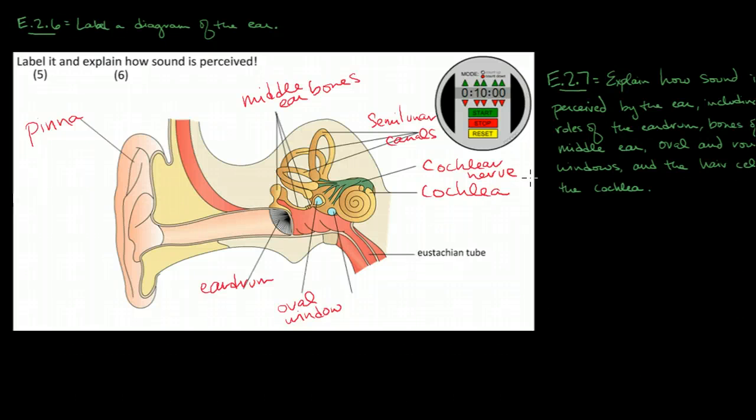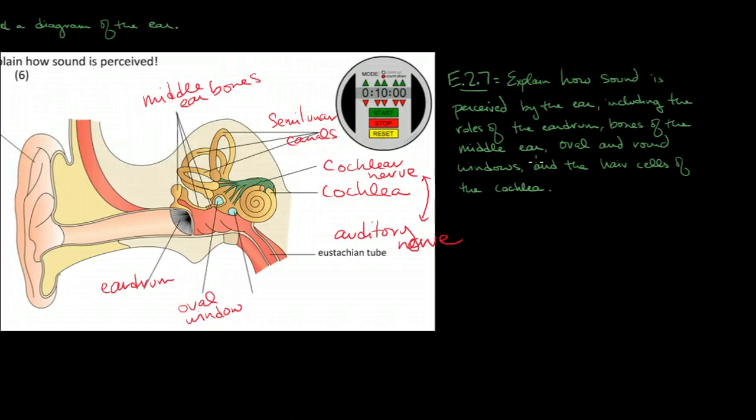The cochlear nerve is sometimes also referred to, IB sometimes refers to this as the auditory nerve. Maybe that's an easier way for you to remember that. It's the auditory nerve that carries audio through the ear. So that's what you need to be able to label this and also explain how sound is perceived by the ear, including role of the eardrum, bones of the middle ear, oval and round windows, and the hair cells.